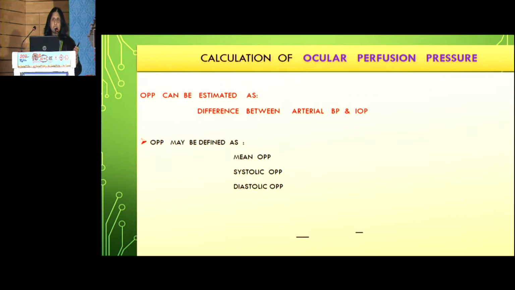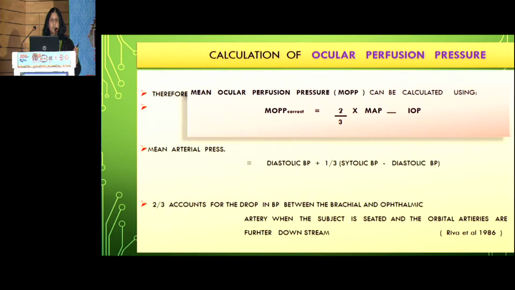Now, OPP can be defined as mean ocular perfusion pressure, systolic ocular perfusion pressure, and diastolic ocular perfusion pressure. So therefore, to re-emphasize, mean ocular perfusion pressure can be calculated using this formula, that is 2/3 of the mean arterial pressure minus intraocular pressure, where mean arterial pressure is diastolic blood pressure plus 1/3 systolic blood pressure minus diastolic blood pressure. This 2/3 accounts for the drop in blood pressure between brachial and ophthalmic artery when the subject is seated and orbital arteries are further downstream.